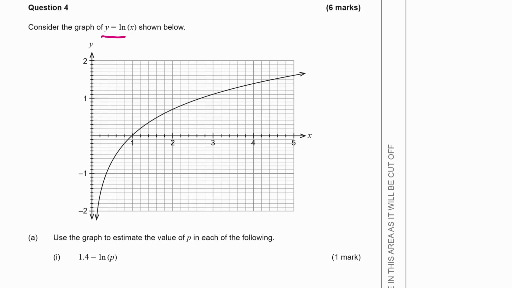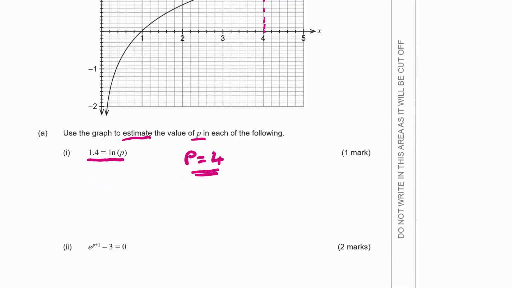Consider the graph of y equals ln x shown below. Use the graph to estimate the value of p in each of the following. And we have 1.4 equals ln p. So what we need to do is go to 1.4 and measure across to the graph. Like that. Seems to come to about 4. So ln 4 is 1.4. So I would say that p equals 4.